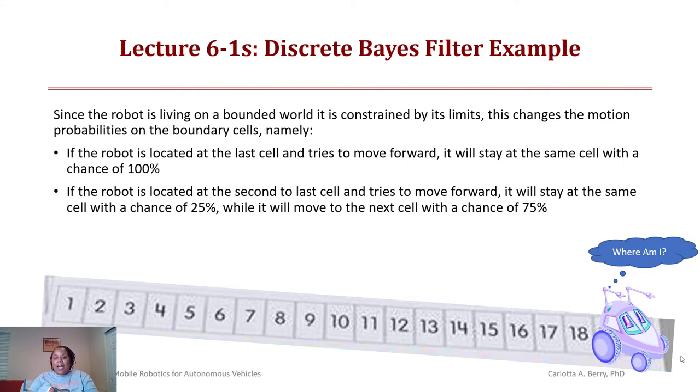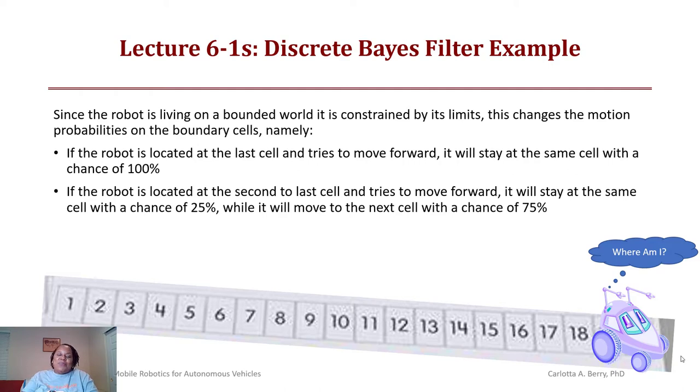That would be if the robot is at cell 2 and you give it a backward command, then there is a 25% chance that it will stay at cell 2 and a 75% chance that it will move to cell 1. Or if it's at cell 19 and you give it a forward command, there's a 25% chance it stays at cell 19 and a 75% chance that it moves on to cell 20. We are going to build this model in MATLAB and then see what happens if the robot starts at cell 10 and we give it 9 forward commands and 3 backward commands.